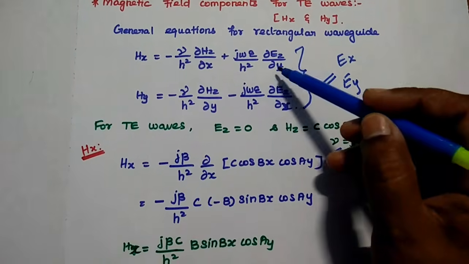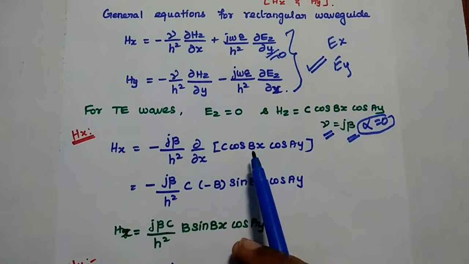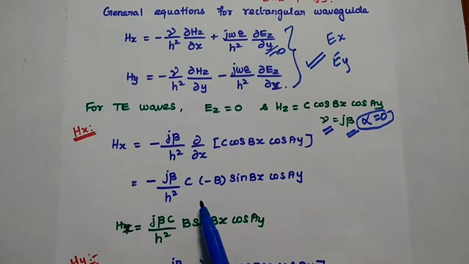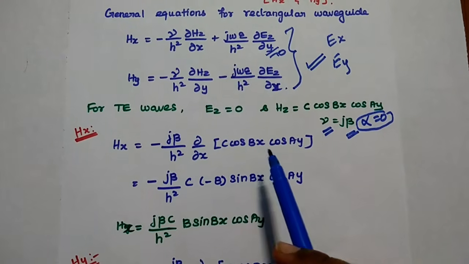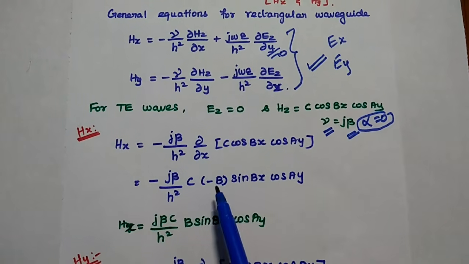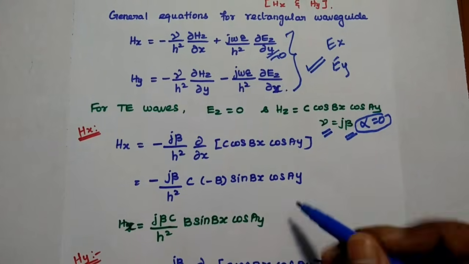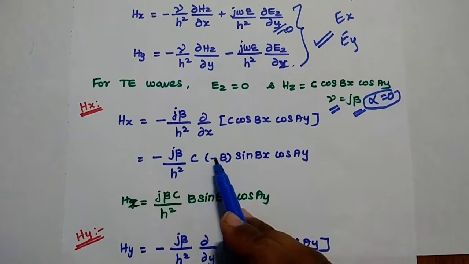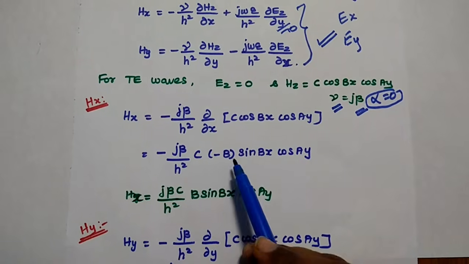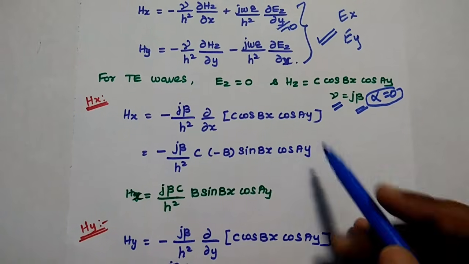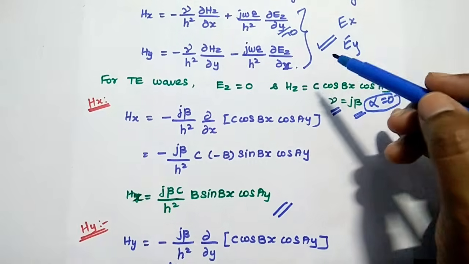Then this Ez term becomes 0 for TE waves. Correct? Then we can differentiate with respect to x. We can get the value, here C as a constant, cos Bx differentiated gives minus B into sin Bx cos Ay. Then we can get the answer as minus into minus, plus j beta C by h squared B sin Bx cos Ay.